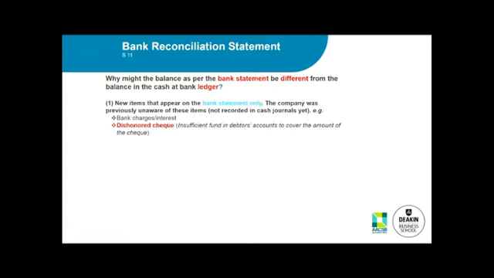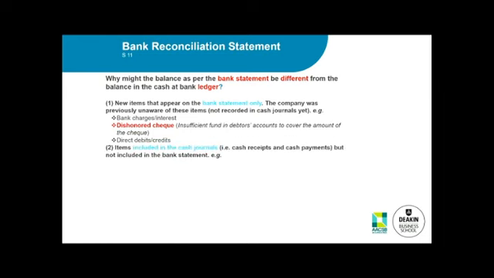Dishonored checks: a client might have issued you a check, you've put that in the bank, the amount was recorded, but it didn't clear because the client didn't have sufficient funds. That's another possibility. Or any other direct debits and credits that you might not have accounted for.